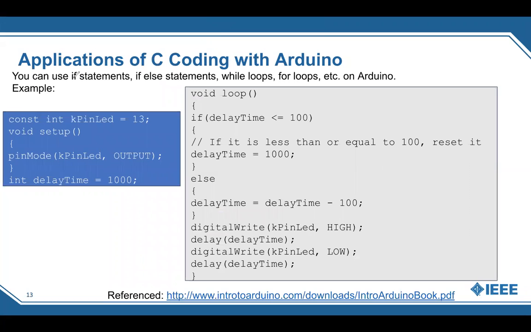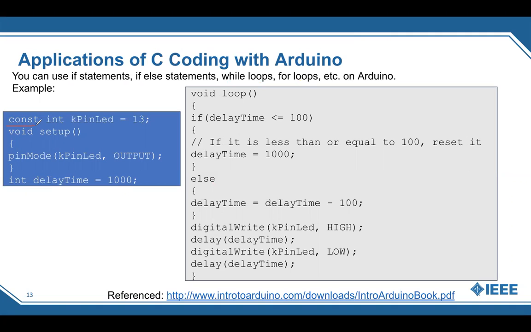So now I'm going to get a little into the applications of coding from our previous lecture with the Arduino. And so you can use if statements, if else statements, while loops, for loops on the Arduino board. So all that Visual C coding you can implement in here. So here they have an if statement, and then they have the else. And so that's what they did. They used an if else statement. And I'm going to walk you through this code so you guys will know how it works.